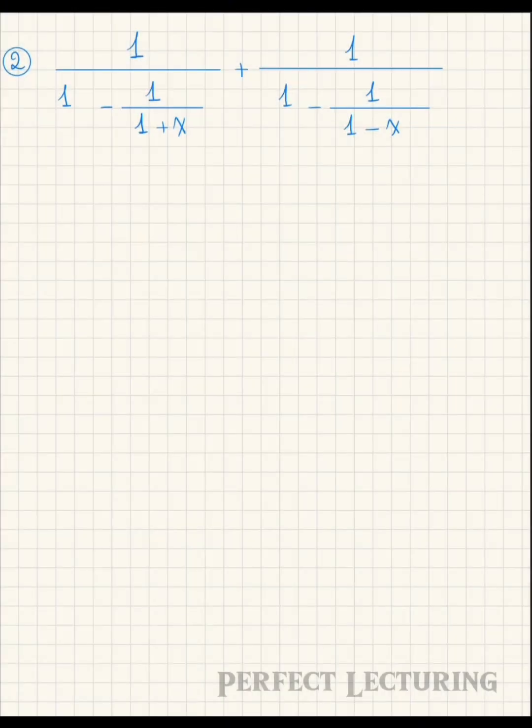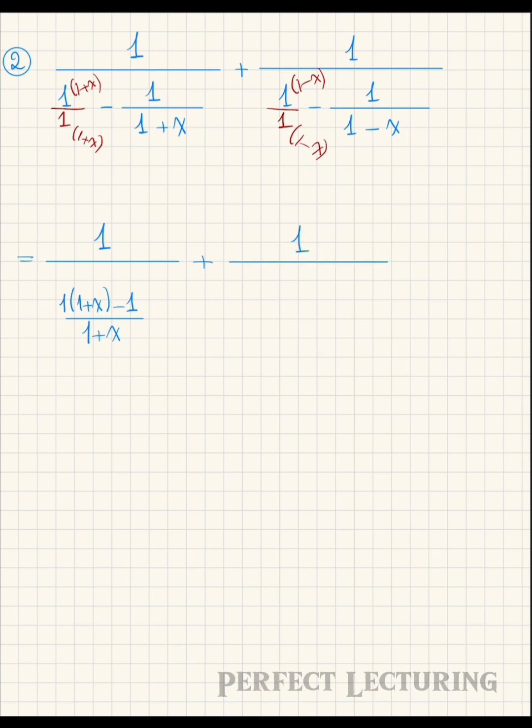In example number 2, we do the same. So we perform the subtraction here and here first, which means I have to put 1 over 1 as well as this, and multiply up and down by 1 plus x for the first part, and 1 minus x up and down for the second fraction. So it becomes 1 over 1 plus x, and here we put 1 times 1 plus x minus 1 plus 1 over, the common denominator is 1 minus x. Here we have 1 into 1 minus x minus 1.